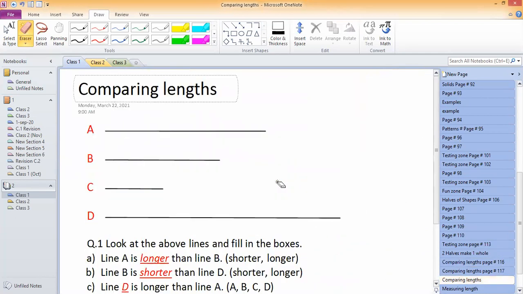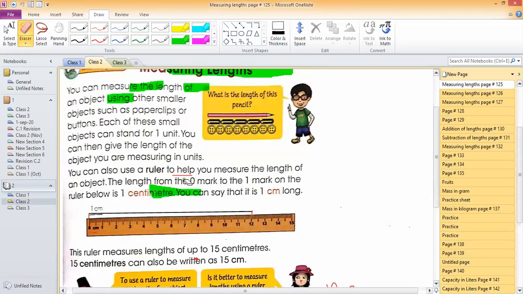Like here you did the example with the pencils, you know that A is longer than B, but you don't know what is the length of the line A, the line B, or the line D. So today you are going to learn how you can measure the length with small objects from your home, like paper clips. If you want to measure your pencil length, you can use the paper clip and check how many paper clips there are. One, two, three, four, five. And you can say, sir, my pencil is 5 paper clips long.